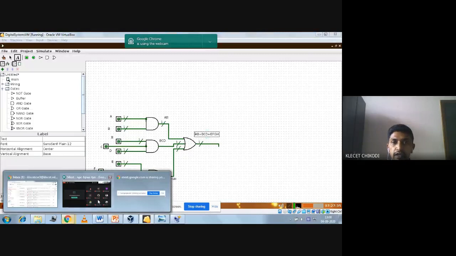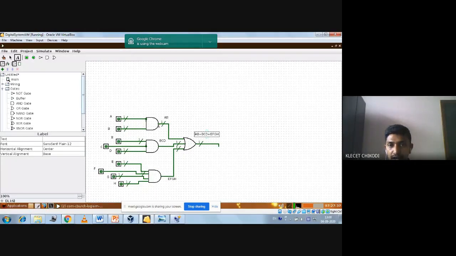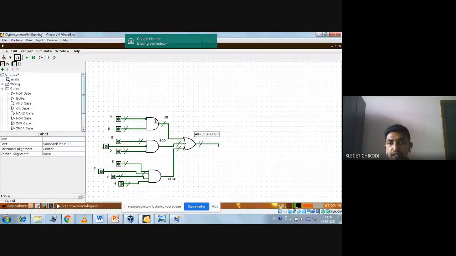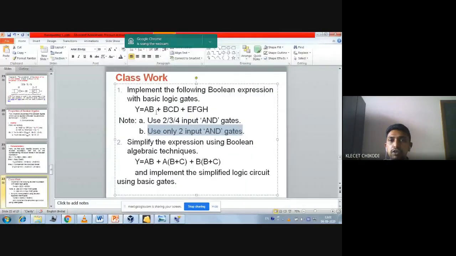Now what you do? Here I have taken the 2 input AND gate, 3 input AND gate, and 4 input AND gate. So the next step is you have to use only 2 input AND gates, and you have to draw this circuit for this expression. So that will be a task for you. Tomorrow I may ask randomly anybody, and you have to show your book on the camera. So better you note it down and use only 2 input AND gates.